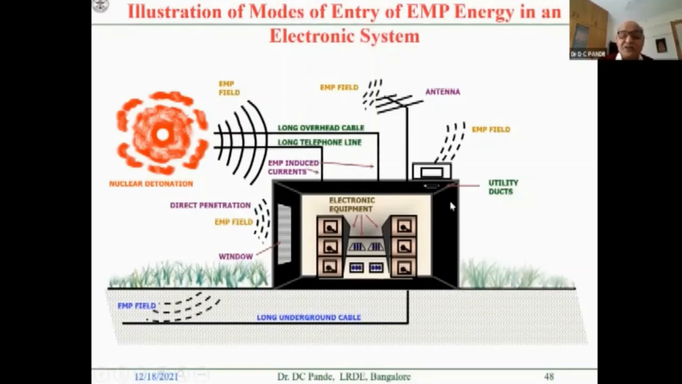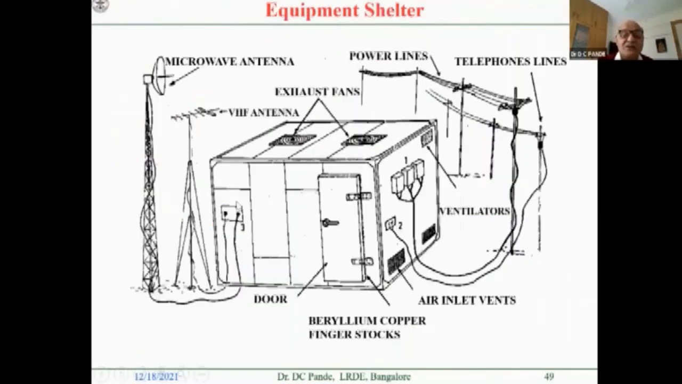It means that if there is a shielded enclosure, a shelter, then for all these cables which are going in, we provide a terminal protection device. We provide the EMP filters, and EMP filters mean both non-linear and linear filters. Then we provide the honeycomb filters for the ventilation. Then we provide the doors with the finger strips, with the shielded EMI gaskets and other types. So this is the way.